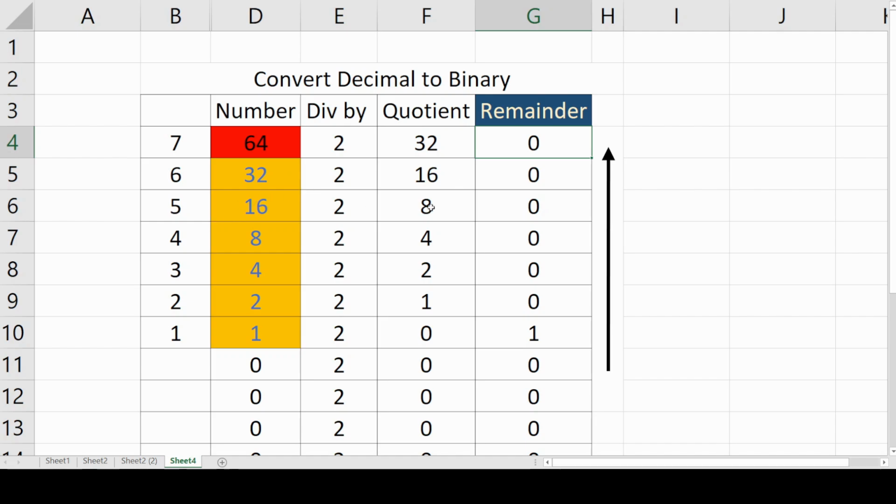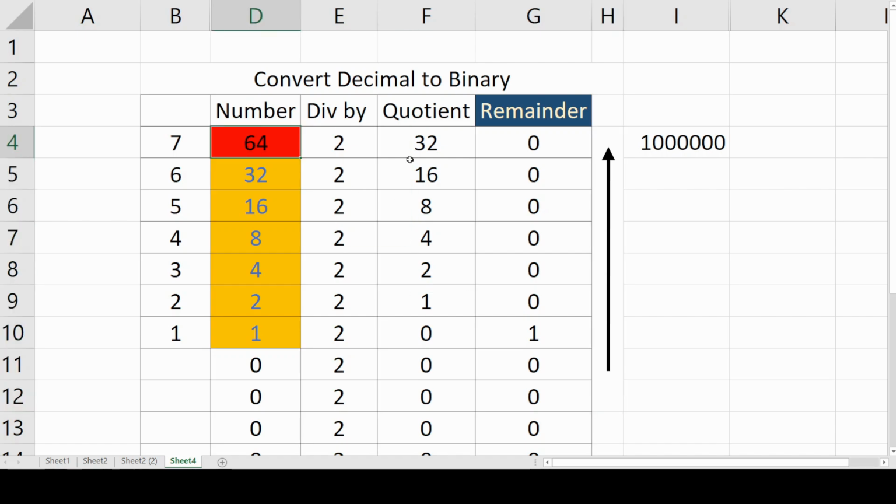Next is 16 divided by 2, the remainder is 0. 8 divided by 2, 0. 4 by 2, 0. 2 by 2, 0. 1 by 2, 1. And that is all. We stop dividing here. And we put these numbers together starting from the bottom to the top. So that means when I write the numbers as 1000000, this is actually 64 in decimal.